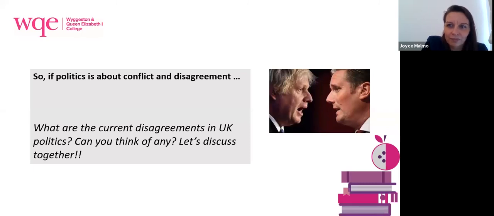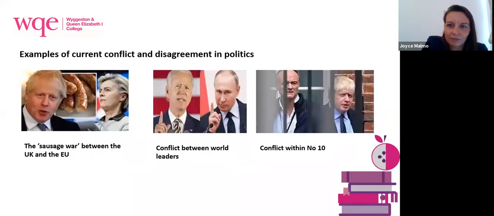Okay. Just thinking we've got 5 minutes left, so I'm going to do a little activity with you. So I just put down a few pictures of current conflicts. You got Joe Biden and Putin, you know, of course, there are tensions between them. Conflict within number 10, you've got Dominic Cummings here in the background. And then you've got the sausage war, as I call it, between the UK and the EU.